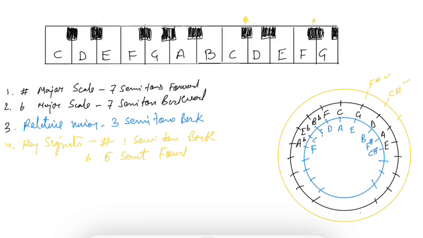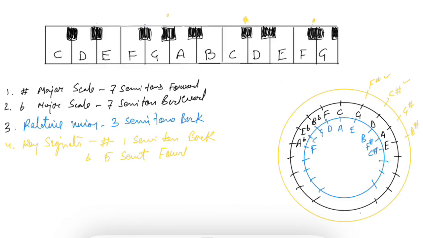Now for A, if you move back from A, you get G sharp, so you add G sharp. So in A, you will use F sharp, C sharp and G sharp. So that is how you keep going back. From E, you go to D sharp. Okay, so that is how you get your key signature for sharp major scales. Just 1 semitone back.